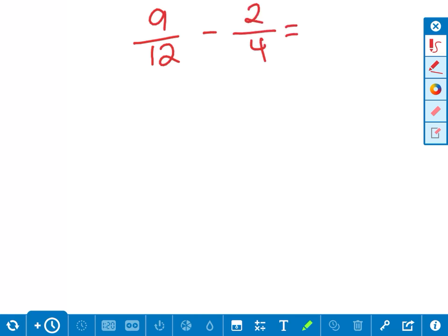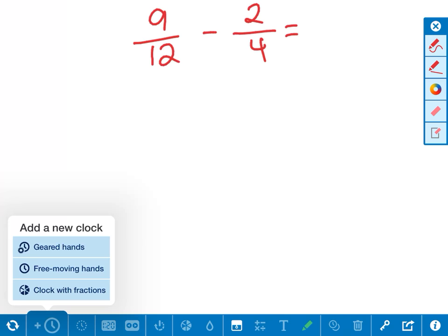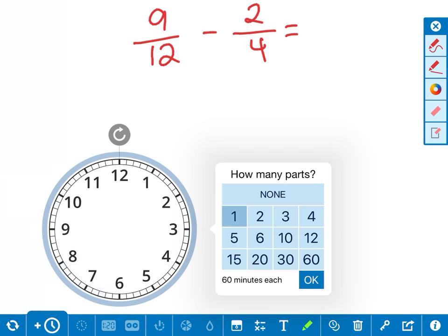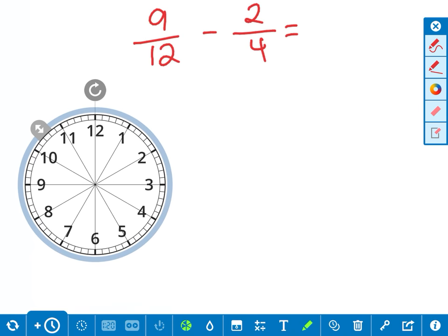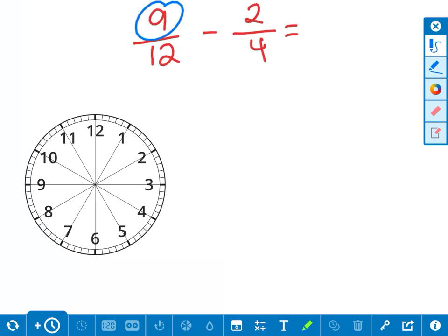Okay, let's make our first clock here. That is 9/12. I'm going to open up clock with fractions. How many parts? I want to look at my denominator. My denominator is 12, which is 5 minutes each for each part. So here I have my 12 even parts. My numerator, though, tells me that I need to color in 9 of those parts.